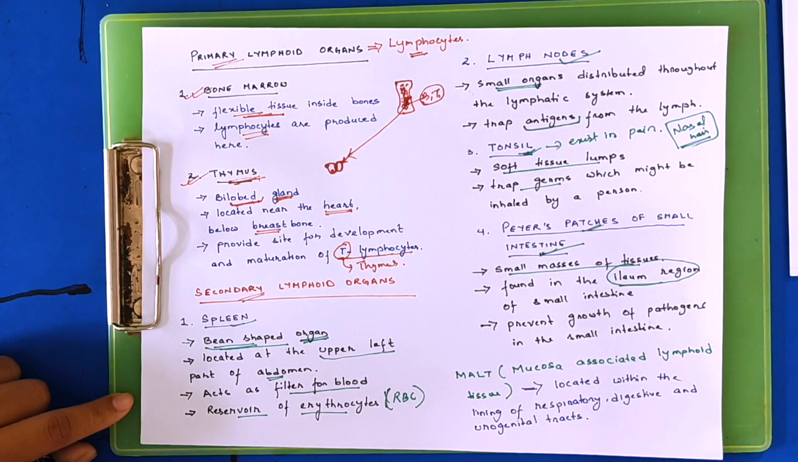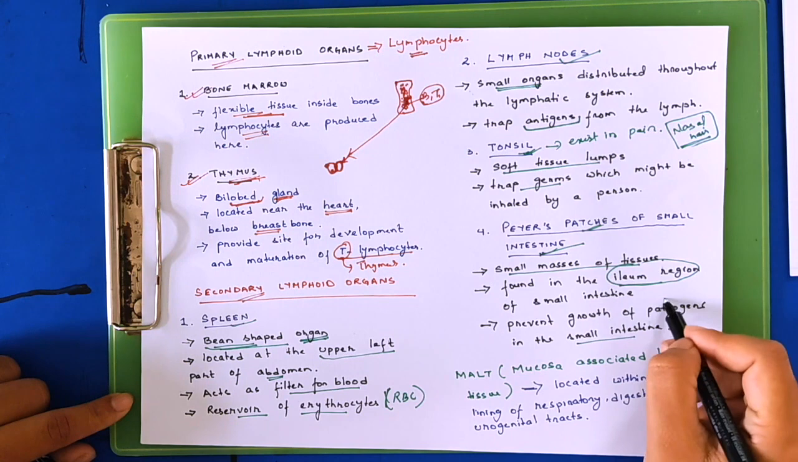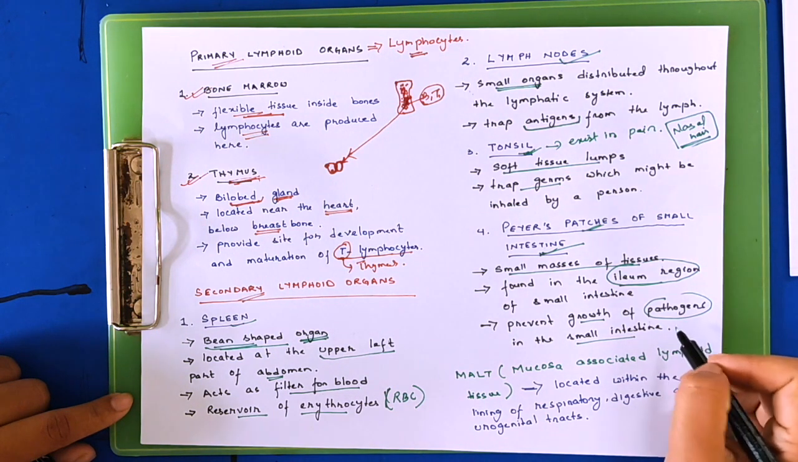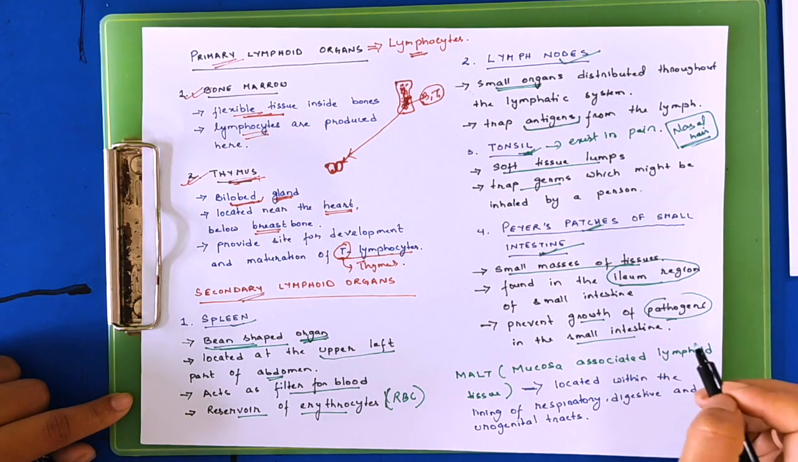The function of Peyer's patches is that any pathogens, germs, bacteria, foreign particles or antigens in the small intestine are dealt with. They help in preventing the growth of any antigens or pathogens which are present in the small intestine.